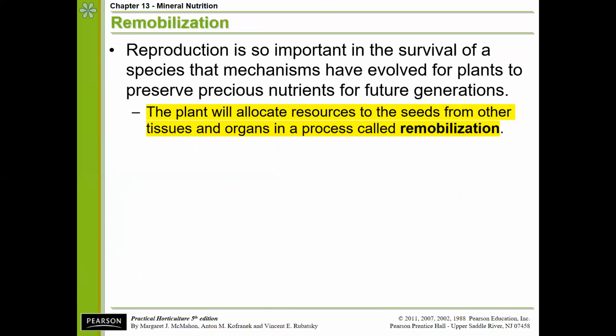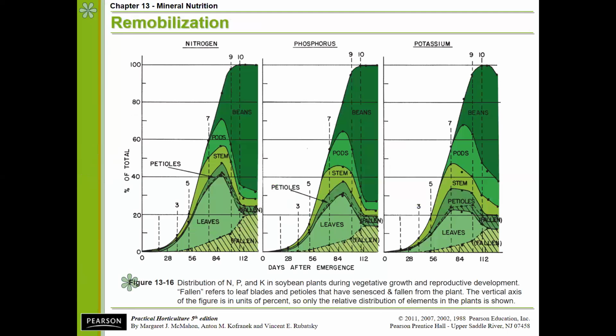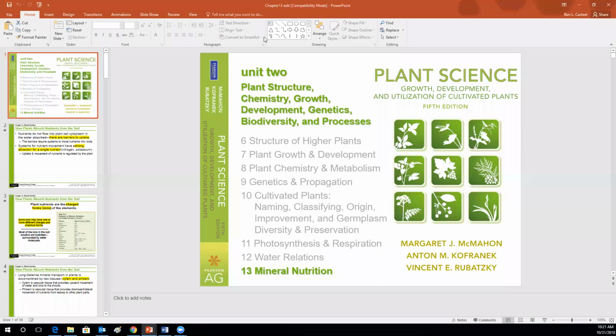Because reproduction is so important to the plant's life cycle, plants will actually allocate resources to the most important parts for them, which is often the fruits and seeds. That process is known as remobilization, taking those nutrients from other plant parts and moving them to the reproductive parts. And here's remobilization depicted in a graph in beans. So you can see they start to reduce it and move it to the actual seeds themselves. And that's it for Unit 2 in our chapter on mineral nutrition.